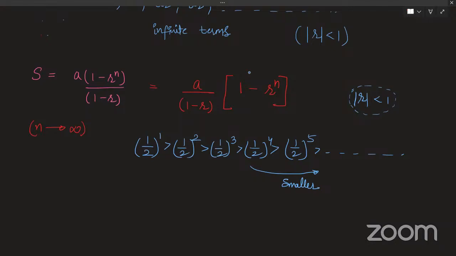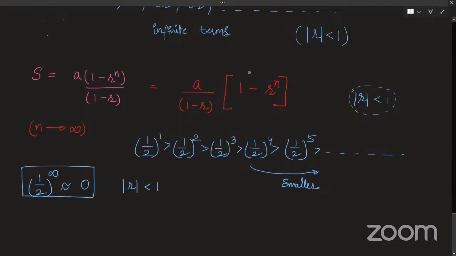If I'm multiplying half to the power of infinity, what will be my value? Zero. It will be 0, because I am multiplying it infinite times with itself. Everyone got it? So basically, when mod of r is lesser than 1, r raised to n, where n is tending to infinity, will go to 0.